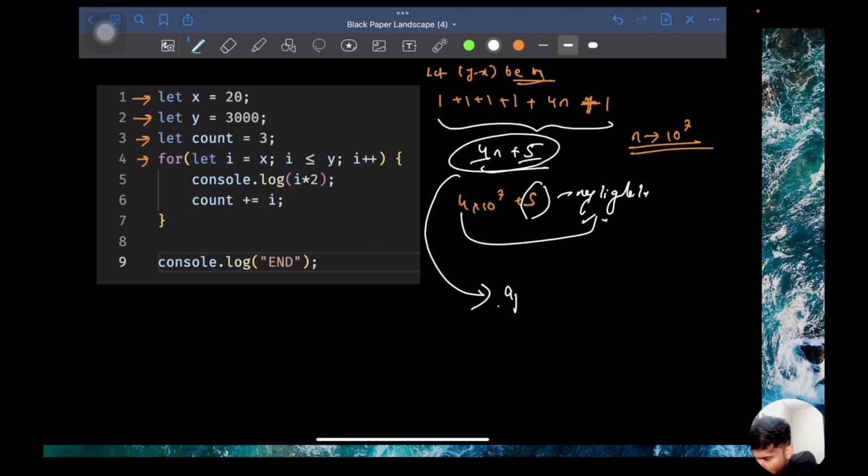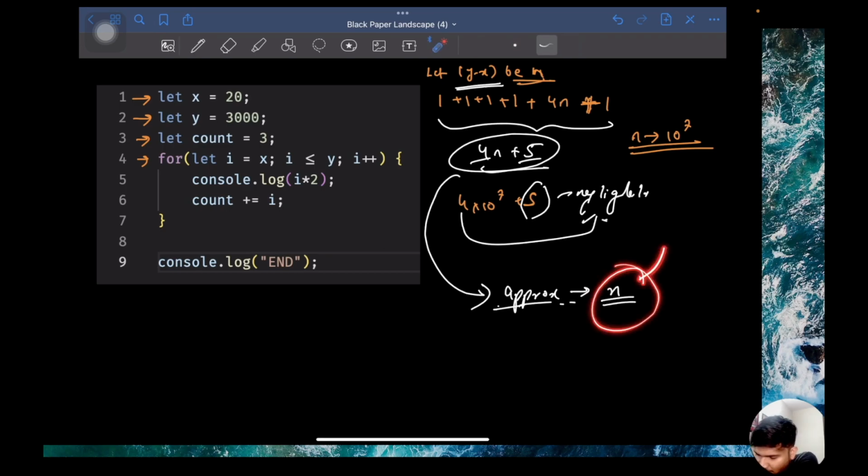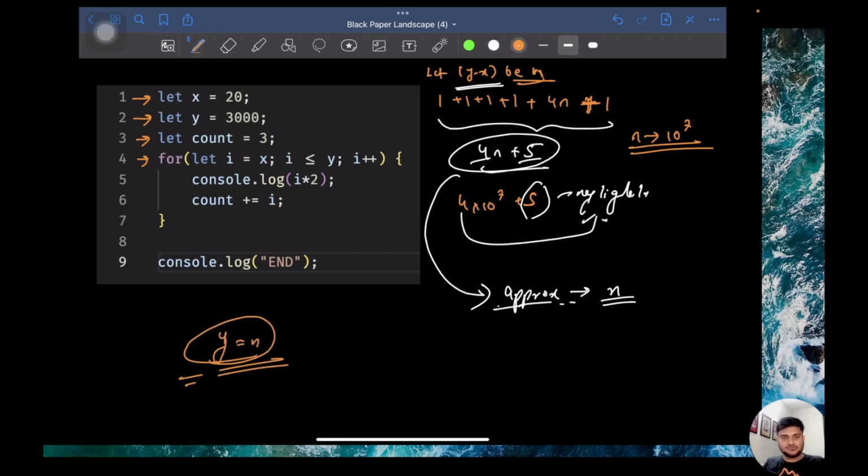So can I say approximately the number of instructions that we are going to execute is going to be equal to n. And what is n? Y minus x. So I have technically mapped the number of instructions with the input size. So you can say y is equals to n. This becomes a straight line, which is technically a linear curve. Right. So that's what my point is.